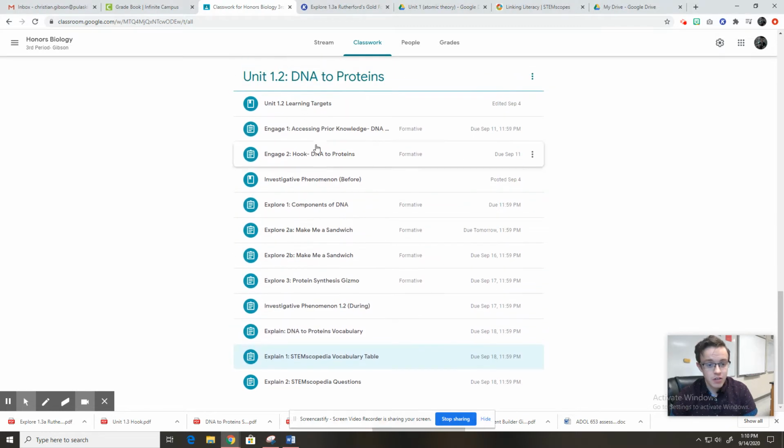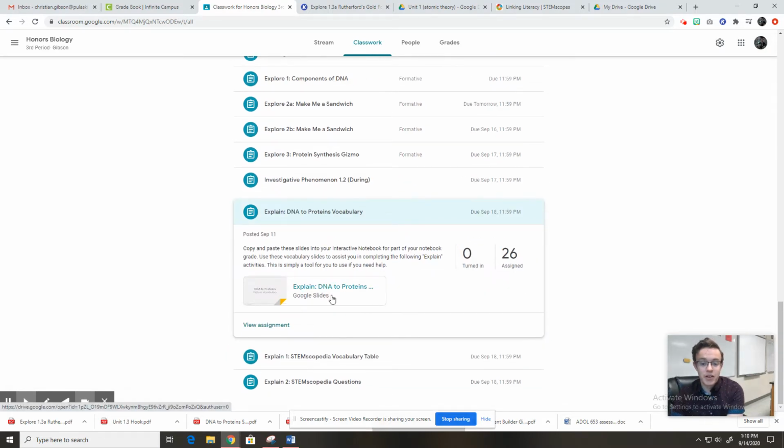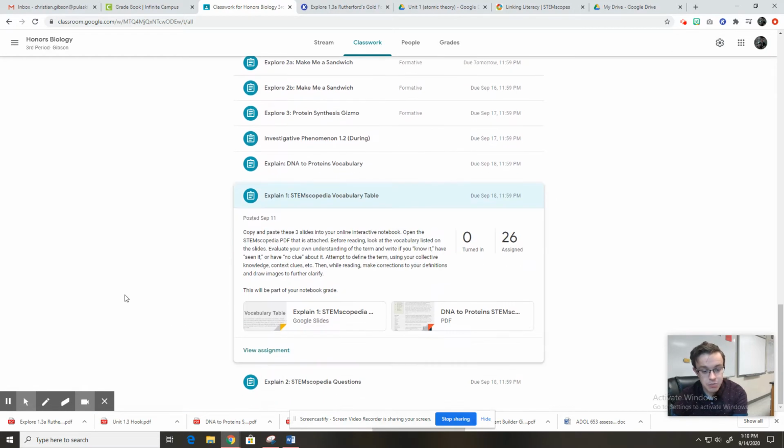So up to now, you guys have done this. You've done these 3 explore activities. One was 2 parts. Hopefully that helped a lot. This gizmo everybody loves. In the past, everyone says it really helps them understand how proteins get made. So hopefully that helps you guys out. Hopefully you have put this vocabulary into your interactive notebook. And now you are on the explain 1 and 2 activities, which are both due today.